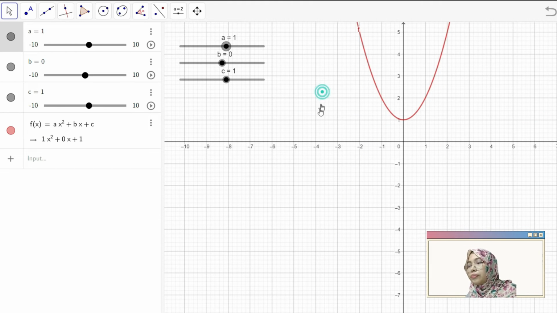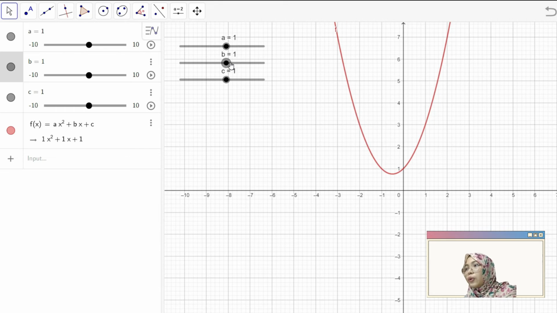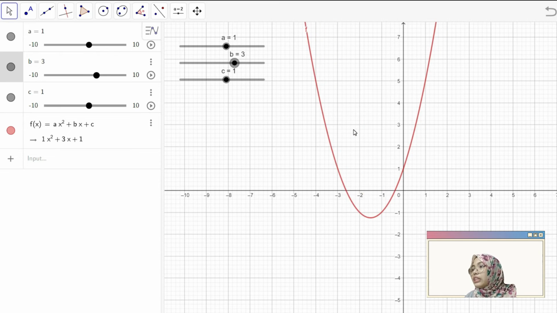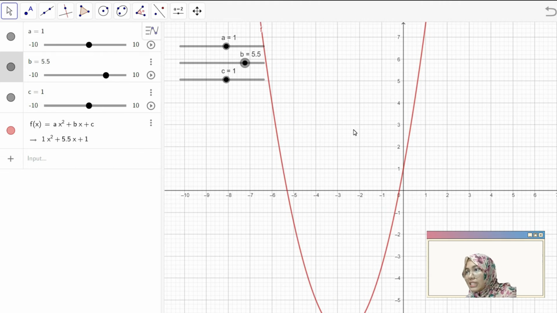And then we will manipulate the value of b. Here, b is equal to 1, which means that b is positive right now. And when b is positive, we can see that the vertex of the graph is at the left side of the y-axis. When we further increase the value of b, we can see that the vertex of the graph moves further to the left of the y-axis.